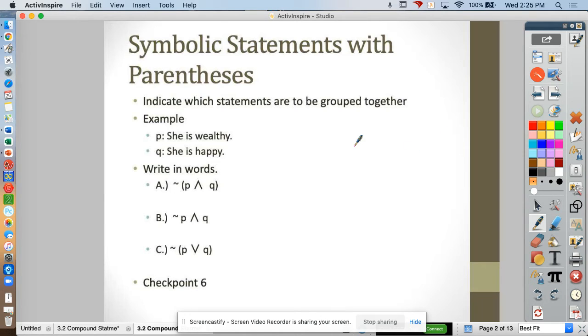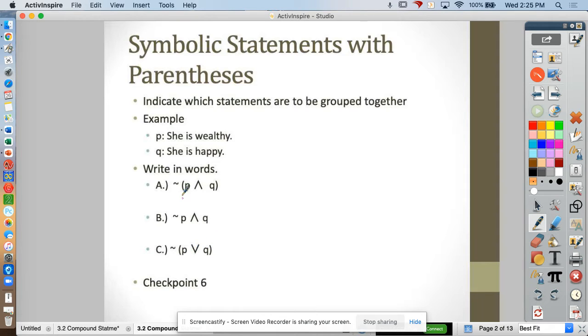So we're going to start off right with number 8 in your book. I'm sorry, this is not number 8. This is example 6, and it is on page 117 in your book if you're following along. The first one says P is she is wealthy, Q, she is happy. We want to write in words the negation of P and Q, and the negation of P or Q.